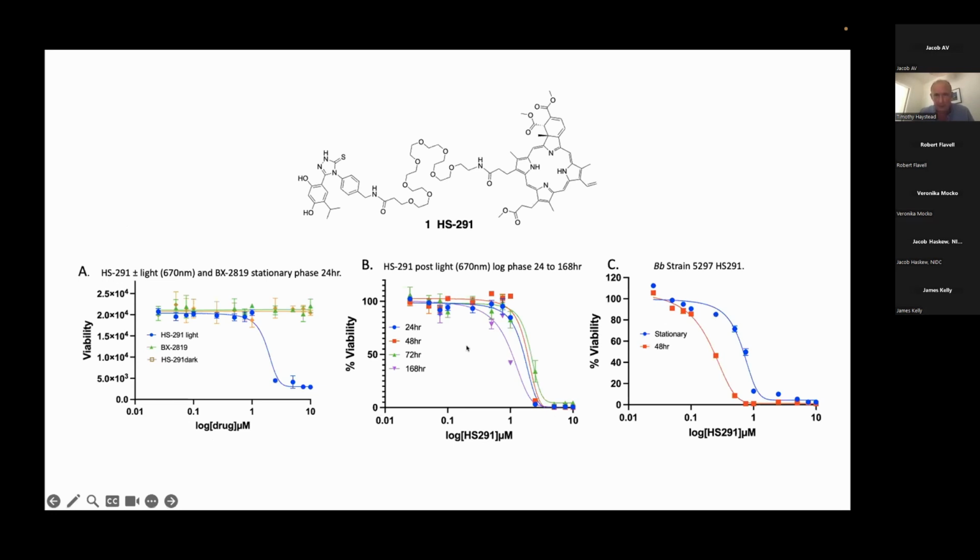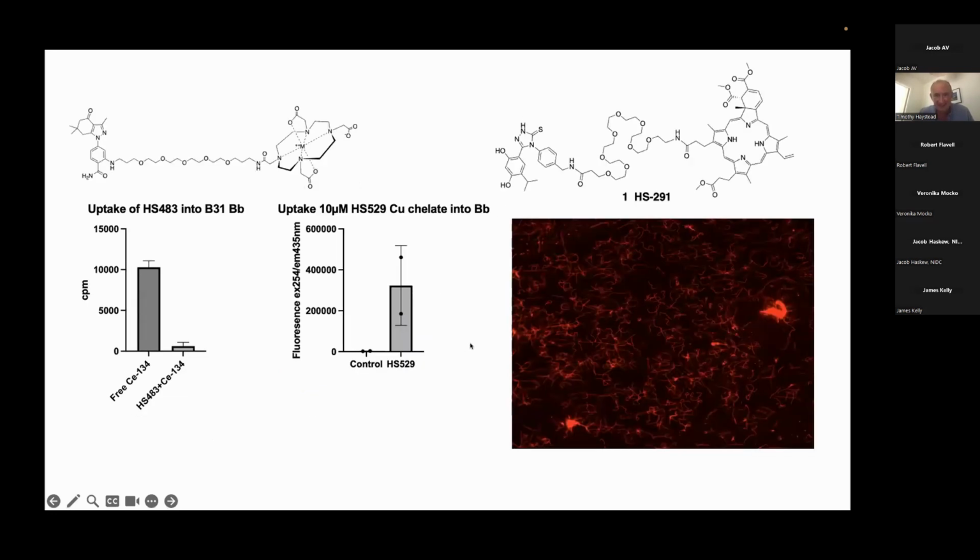I actually don't know why I'm showing you this. I'll skip that. But we've seen the same issue with the DOTA version when we link it to our Borrelia specific ligand, which is a Lyme disease model we use. Again, it's not traversing, whereas in the same experiment you could get it in quite nicely by fluorescence with this compound. It carries verteporfin, which can actually kill the organism.